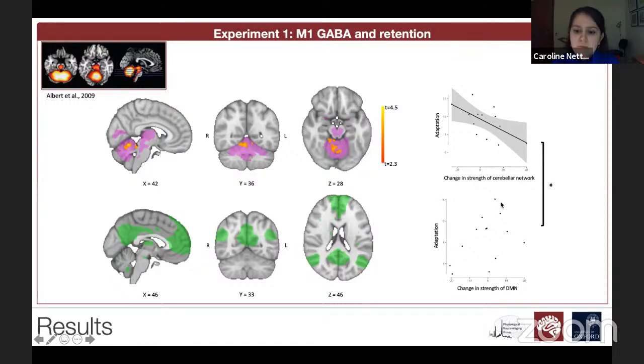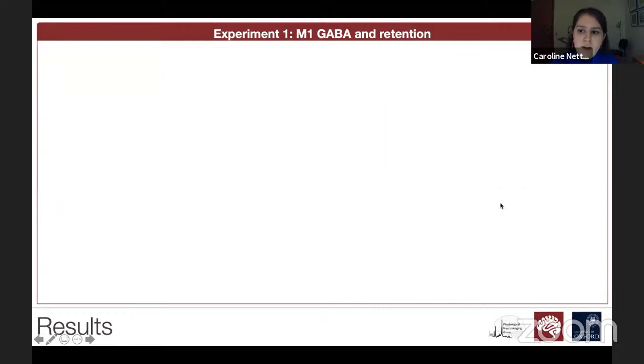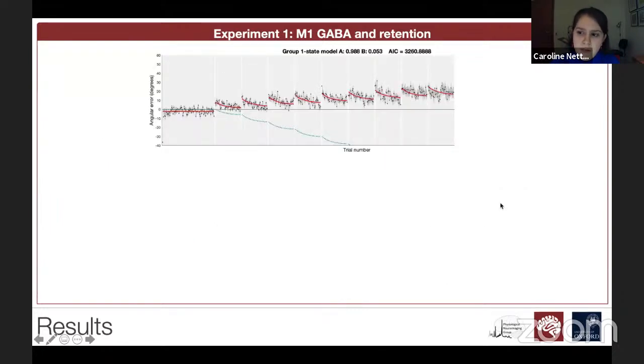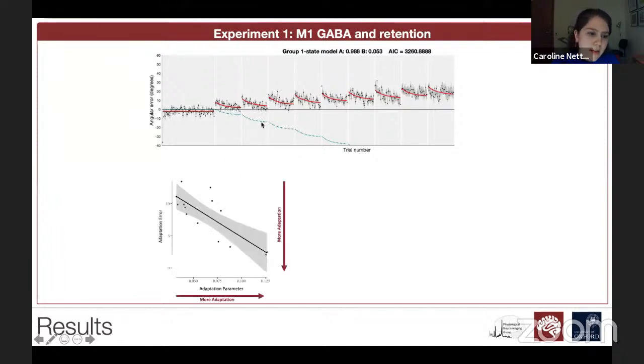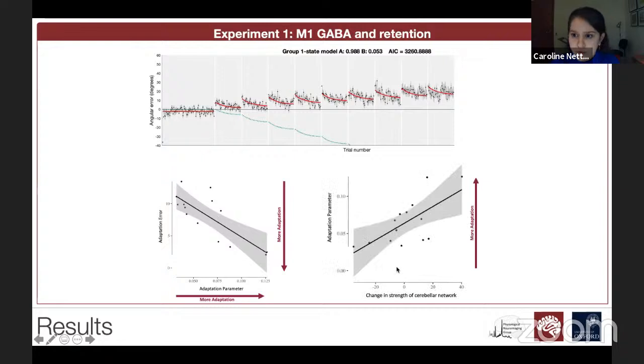We don't find any similar relationship for change in strength of our control network, and these are significantly different. We also looked at whether our results hold when we quantify adaptation using a commonly used state space model, a model-based approach to quantify adaptation performance. We modeled the adaptation performance on this task using a single state model, and we find that our model-free and model-based parameters of adaptation correlate highly, and that our results hold for modeled adaptation as opposed to just an angular average error.